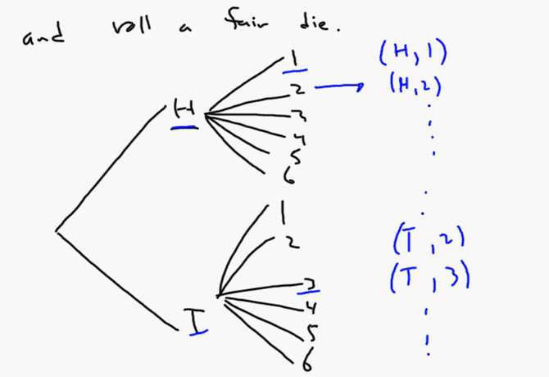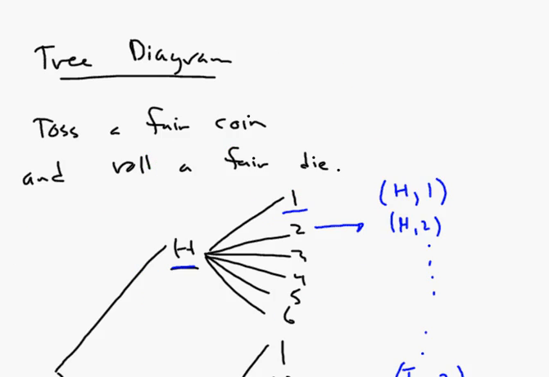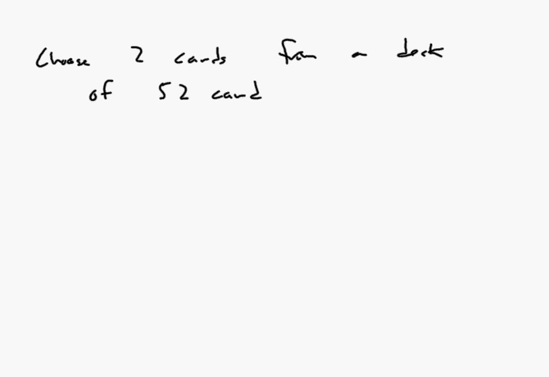That said, the tree diagrams are not always practical. Okay? And sometimes it's not even practical to write out something like this. So for example, suppose we were going to choose 2 cards from a deck of 52 cards, and we'll say with replacement.